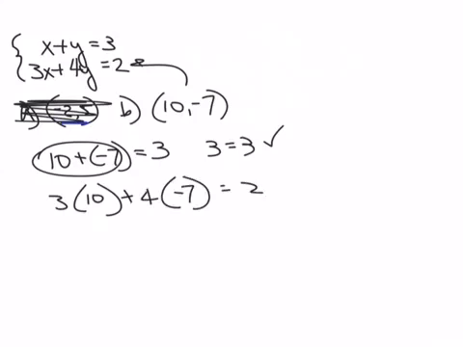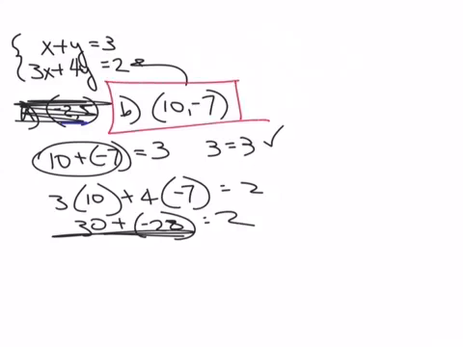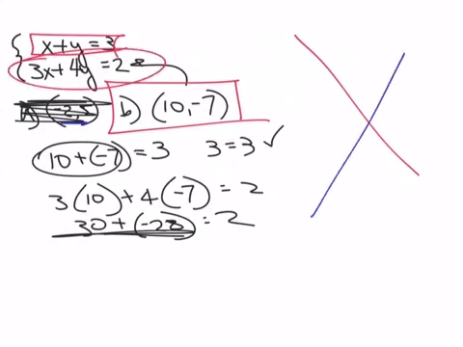Okay, equals 2. So 30 plus -28 equals 2. Yes, it does. 30 plus -28 is 2. So that means these 2 points are where the graph of this line and the graph of this line cross. Okay? 10, -7 is where those 2 lines cross, and there's only one place where those 2 lines cross, at 10, -7. They don't cross anywhere else.